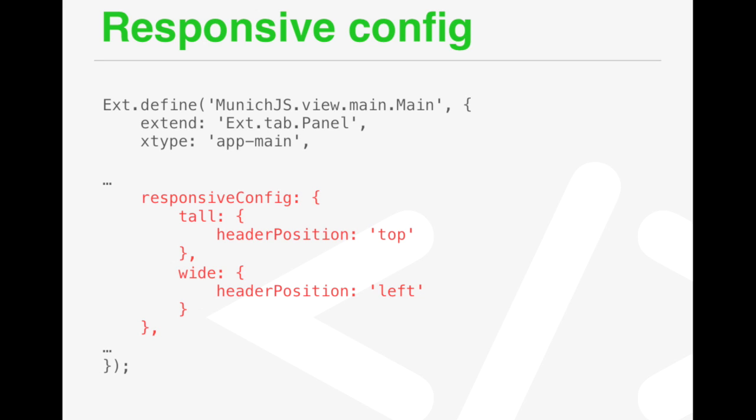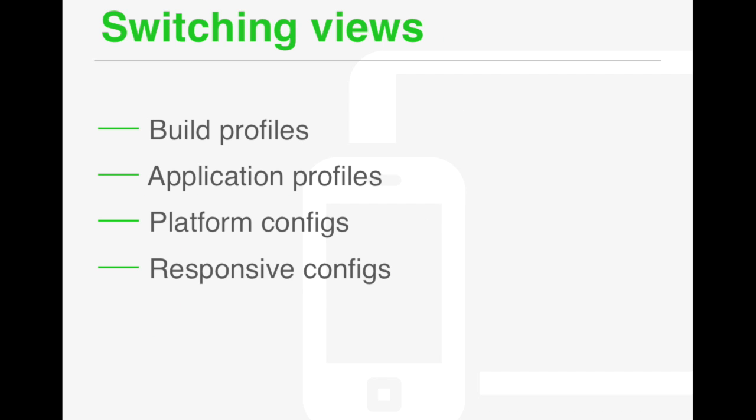With all these tools on hand, it's just a matter of picking a good tool for the concrete situation. If you need just simple tuning at loading time, use platform config. For more dynamic conditions, use responsive config. If you need to change the application on a big scale, use application profiles, and if you need an application that looks completely different on desktops than on phones or tablets, use build profiles. And for the MunichJS application, I use build profiles.